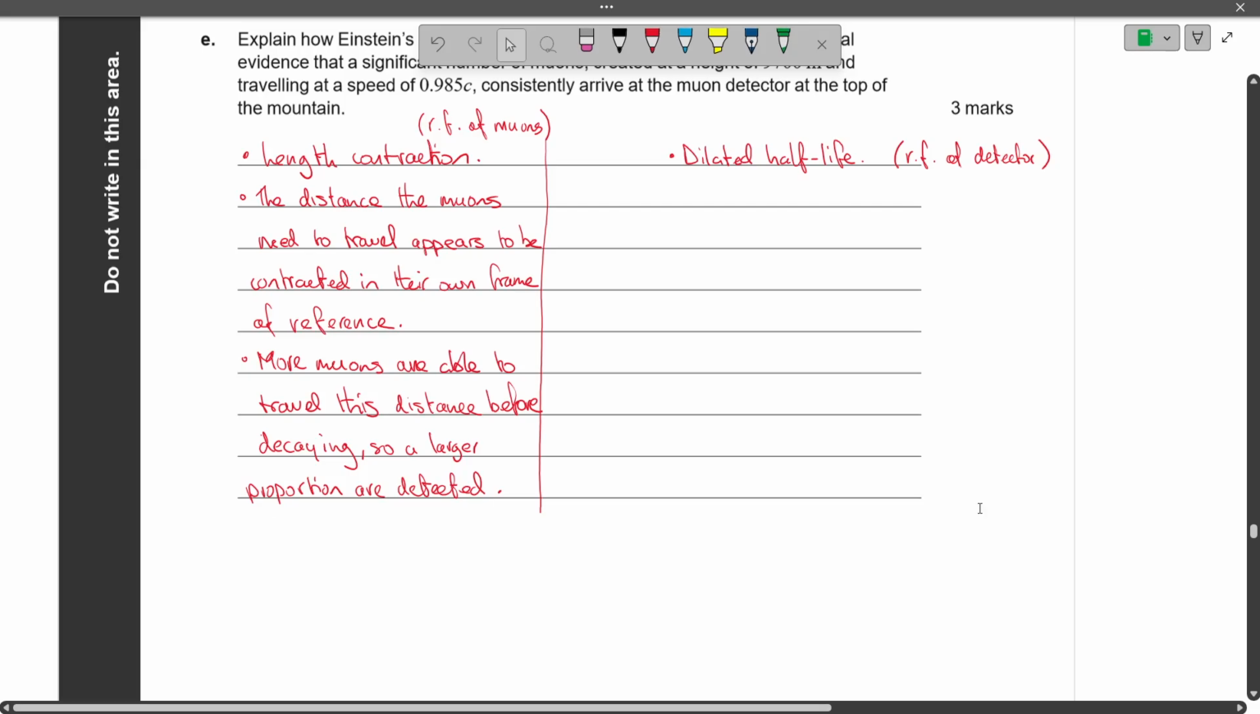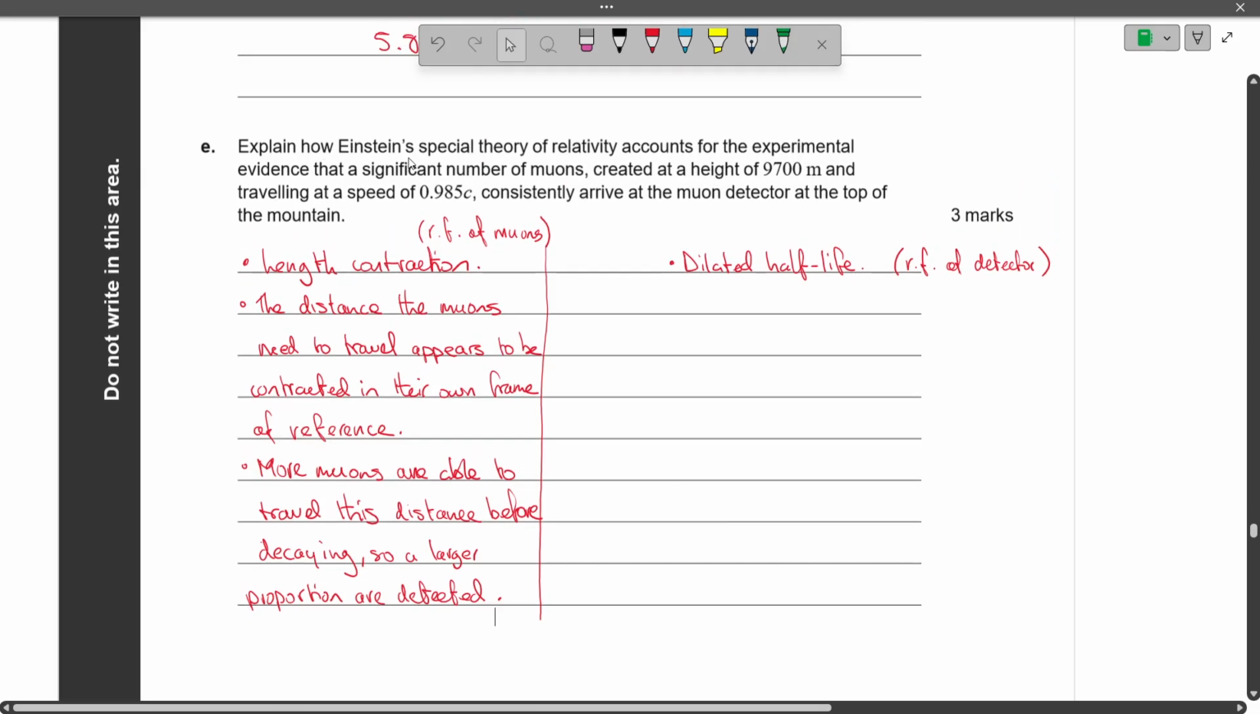Okay, now just again, we're going to see if we've answered the question. So explain how Einstein's special theory of relativity accounts for the experimental evidence that a significant number of muons, blah, blah, blah. Okay, so it doesn't say, and why doesn't classical physics explain that? So that's fine. So we've said length contraction. I might also add on to that length contraction is a consequence of special relativity. Just to be clear, we are using special relativity when we're talking about length contraction. But it should be clear. I mean, the examiners aren't dumb. They know if you know length contraction, you're dealing with special relativity.